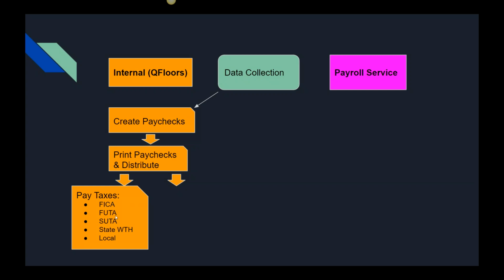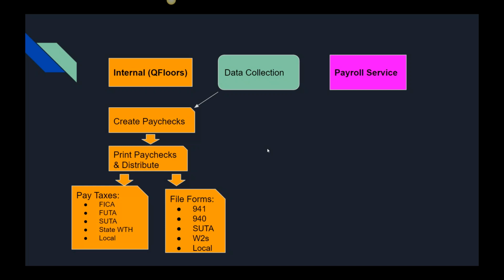You also need to pay FUTA taxes once a quarter, SUTA taxes once a quarter usually for most states, state withholding once a quarter, and local taxes depending on where you live, okay? So you do that with every pay period or on a monthly, quarterly basis, however that goes. And then in addition to paying the taxes, you also have to file the forms, okay? You've got 941 forms, 940 forms, that's the federal unemployment. Then you've got state unemployment that's at least quarterly. And then yearly you do W-2s, and local, it's whatever you got going in your particular place, okay?